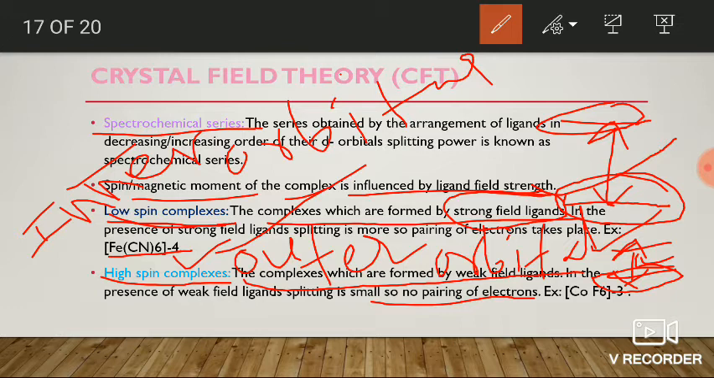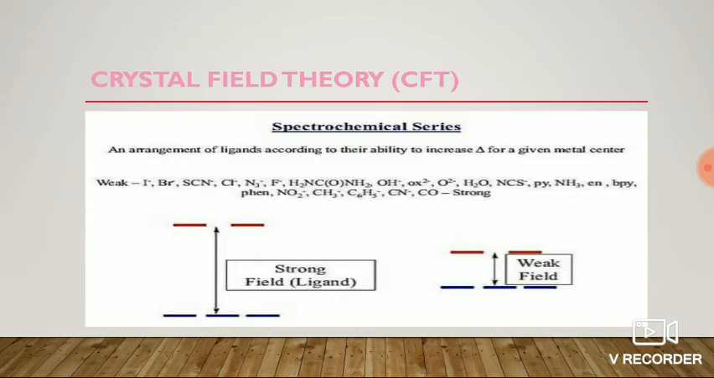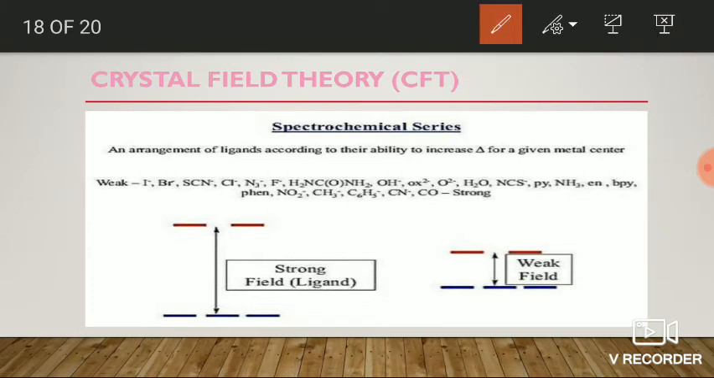In the case of low spin complexes, it is due to the higher energy gap between the two sets, that is, higher CFSE values. So electron pairing takes place, hence low spin complex. In the case of high spin complexes, it is due to the small energy gap between the two sets, so a number of unpaired electrons are present in the complex. So it is a high spin complex. This is the advantage achieved by CFT over VBT. Okay, fine. Next, spectrochemical series.